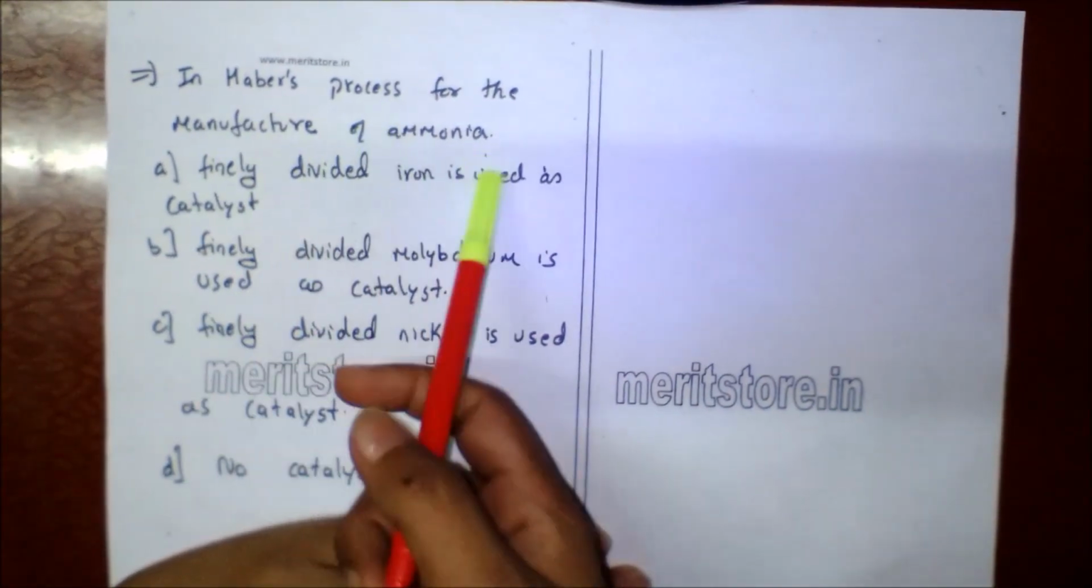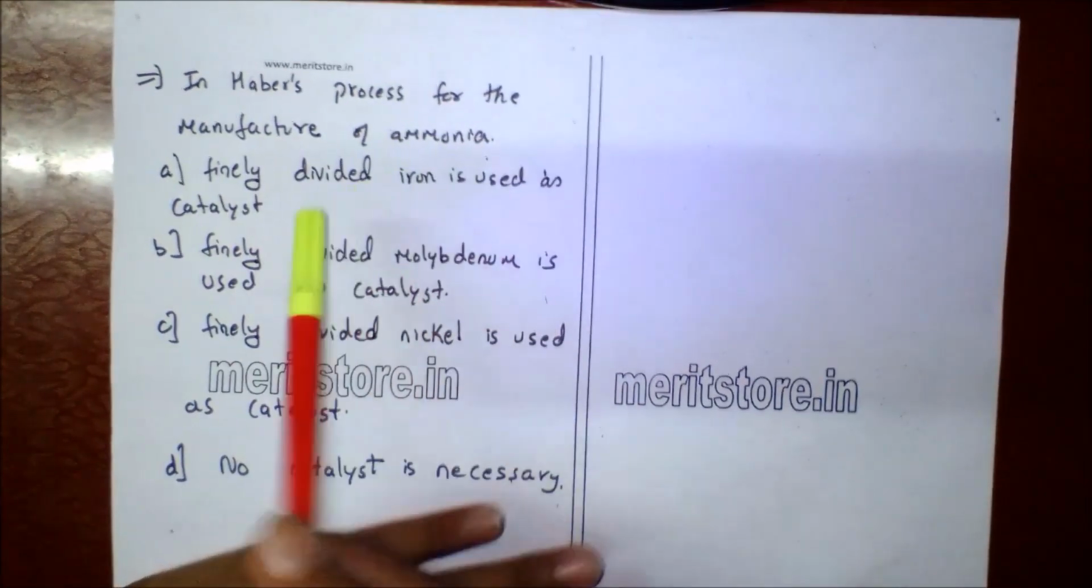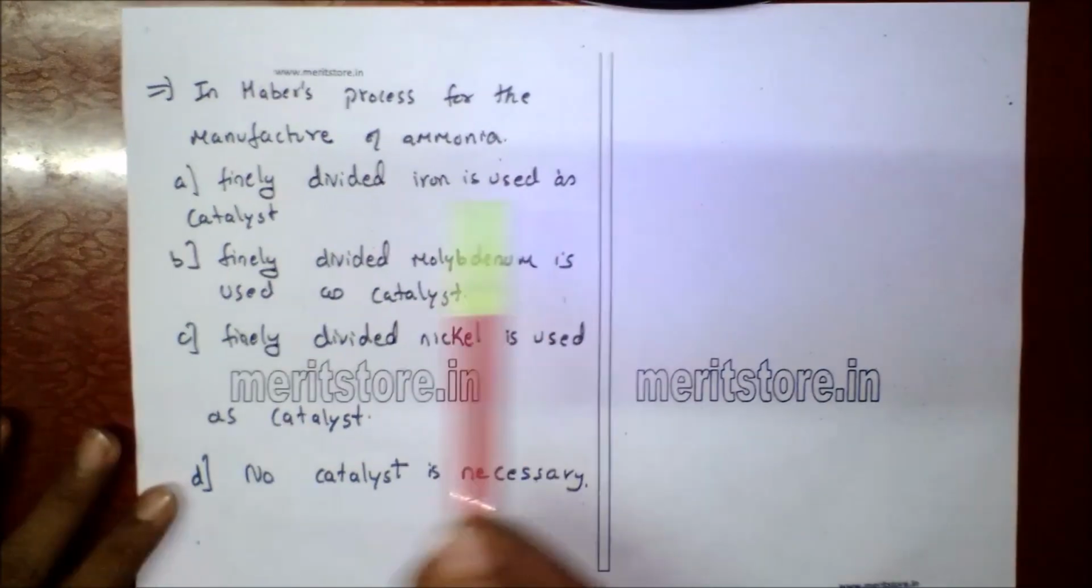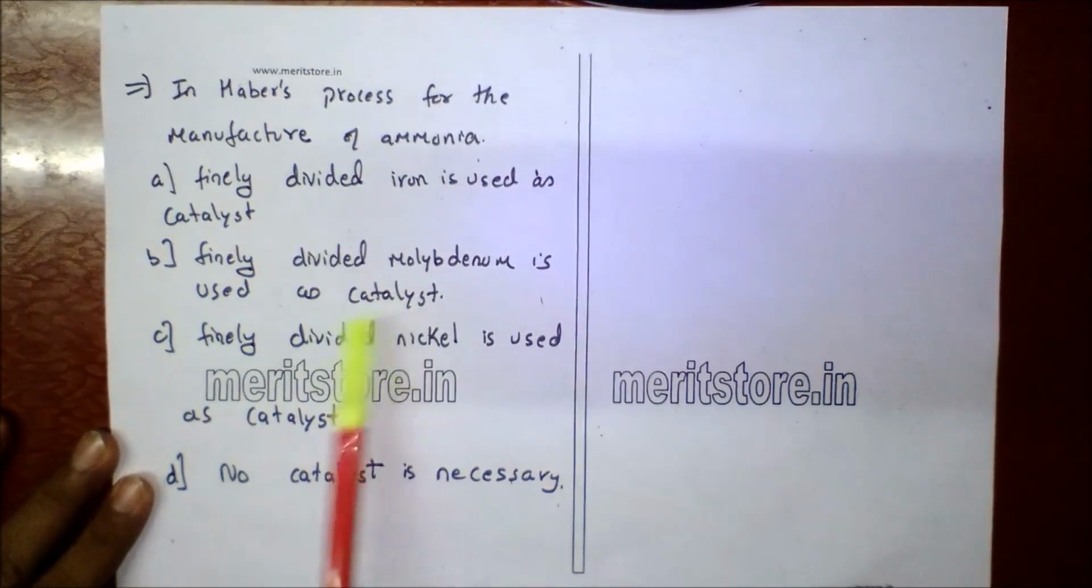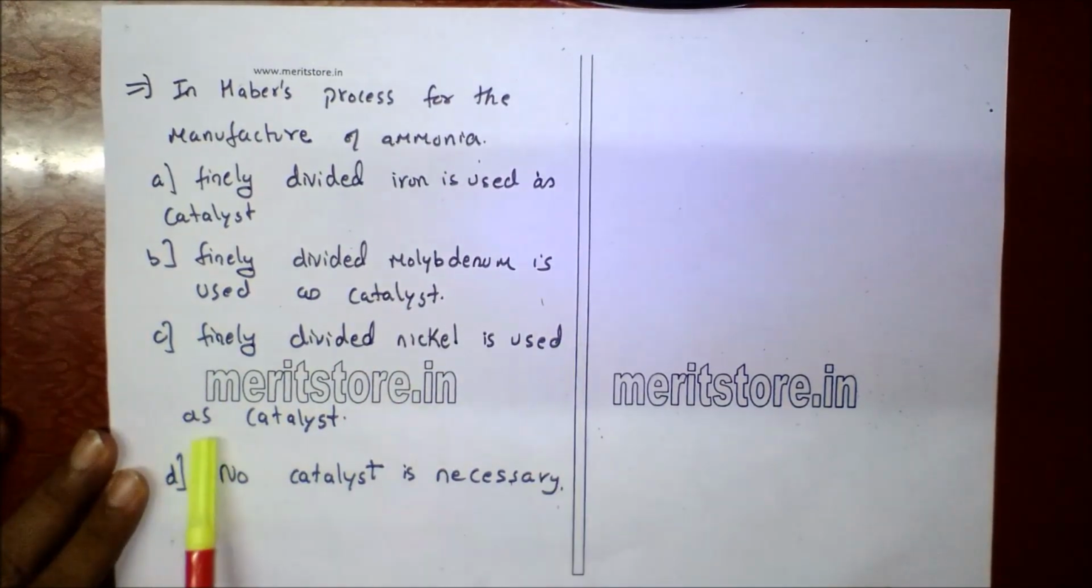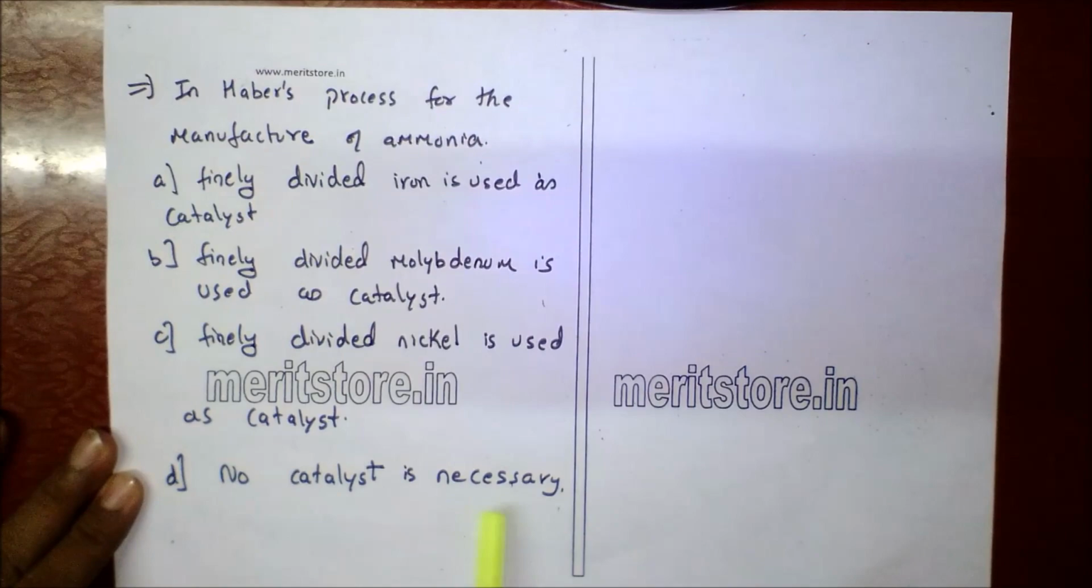In Haber's process for manufacture of ammonia, A. Finely divided iron is used as catalyst. B. Finely divided molybdenum is used as catalyst. C. Finely divided nickel is used as catalyst. And D. No catalyst is required.